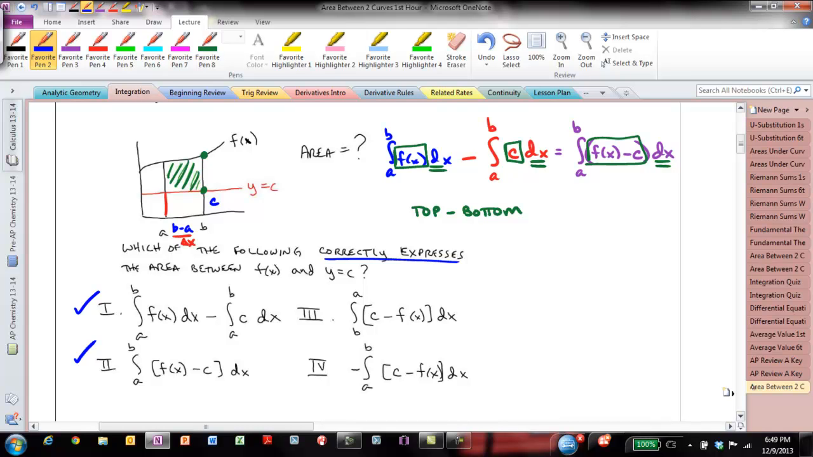So now we move on to 3, and so here's where it gets tricky, 3 and 4. If you look at 3, it looks very similar to 2, except for c minus f of x has been flipped. Well, if you flip that, you're going to make it negative of what it was before, which is not right. But you have to notice something else, the a and the b were flipped. That also makes it negative of what it was before. So we flipped two things, and they both change the sign of it.